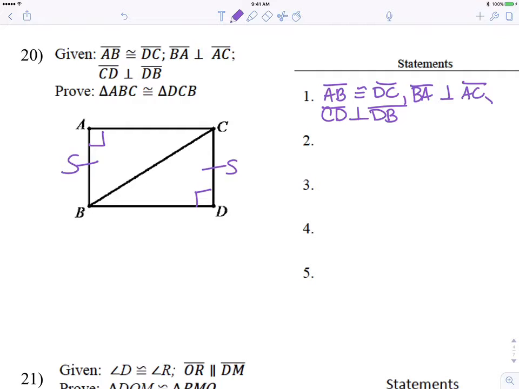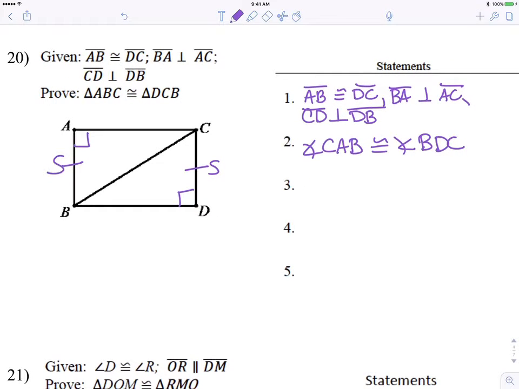So I'll go ahead and list those angles. Angle CAB is congruent to angle BDC. And that's because all right angles are congruent. Again, I'll do my reasons in a second. All right, we have two pairs of congruent parts. We need a third pair, and that shows up right here as a shared side. So side BC is congruent to side CB.